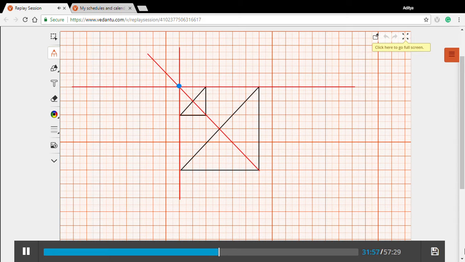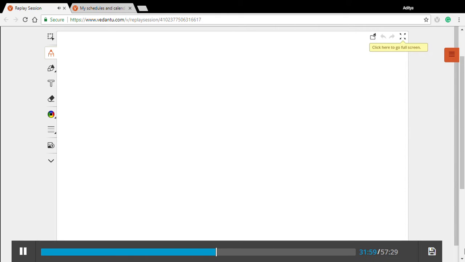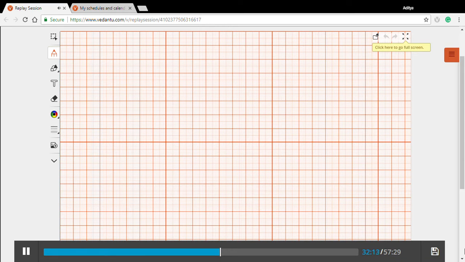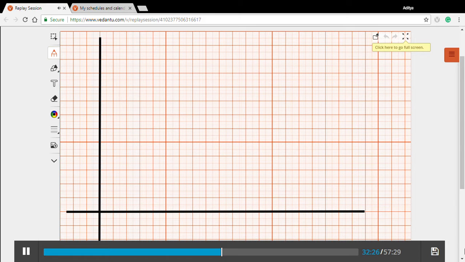Question number two says: describe fully the single transformation that maps triangle P onto triangle Q. This time we have also been given some coordinate axes, so accordingly we have to consider. Let's say this is my y-axis and this is the x-axis. This is y, this is x, and the figure given to us is, let me just draw the figure also. It's right from here.